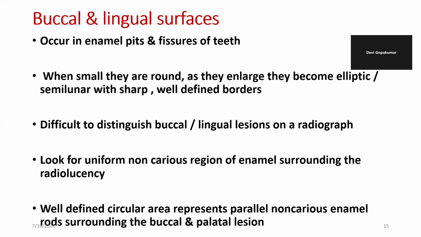Buccal and lingual surface caries occurs in enamel pits and fissures of teeth. When small, they are round. As they enlarge, they become elliptical or semilunar with sharp, well-defined borders. It is difficult to distinguish a buccal or lingual lesion on a radiograph. Look for a uniform non-carious region of enamel surrounding the radiolucency. The well-defined circular area represents parallel non-carious enamel rods surrounding the buccal and palatal lesion.